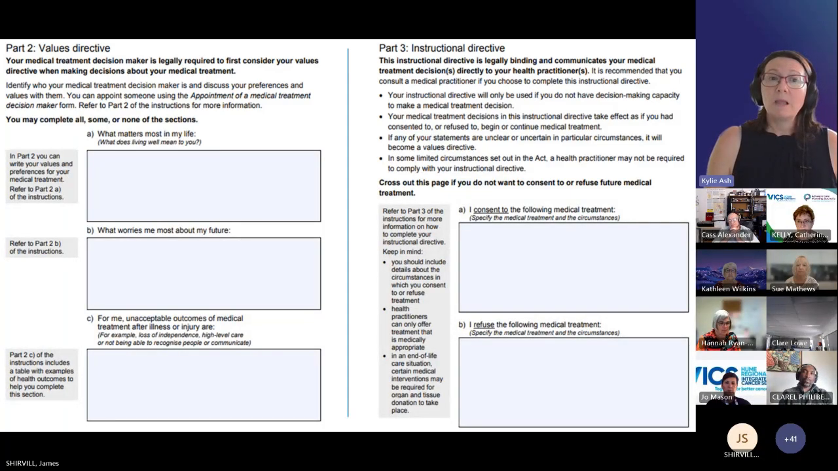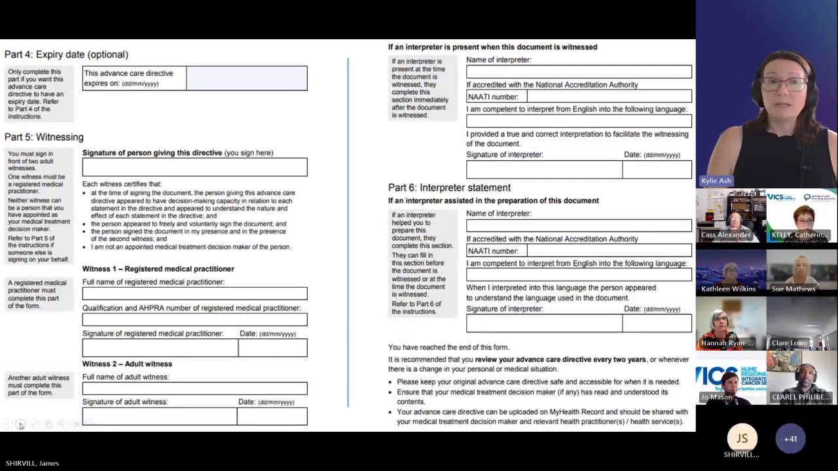Next slide. The form also includes an option to include an expiry date. There are specific signatory requirements that you should be aware of. You must sign in front of 2 adult witnesses, and 1 witness must be a registered medical practitioner. Neither witness can be a person that you have appointed as your medical treatment decision maker. If an interpreter is present at the time that the document is witnessed, there are spaces for them to complete a statement and sign in parts 5 and 6.